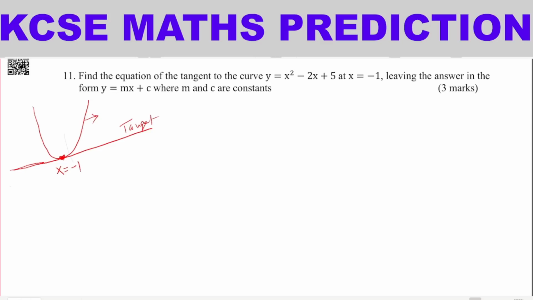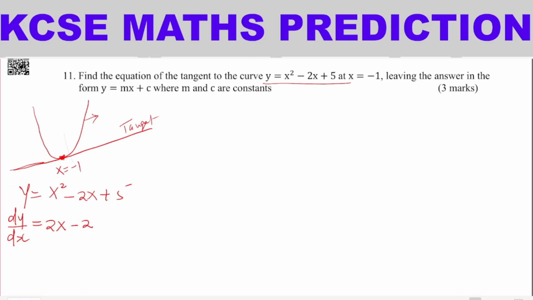By taking the function of the curve and then we differentiate it. So y = x² − 2x + 5. When you differentiate this, it will give us the gradient function, which you're going to use to get the gradient at that point. So differentiate this with respect to x, you get 2x − 2. So that is the gradient function.